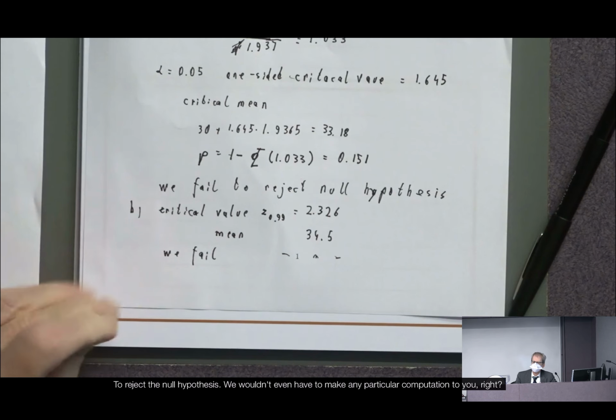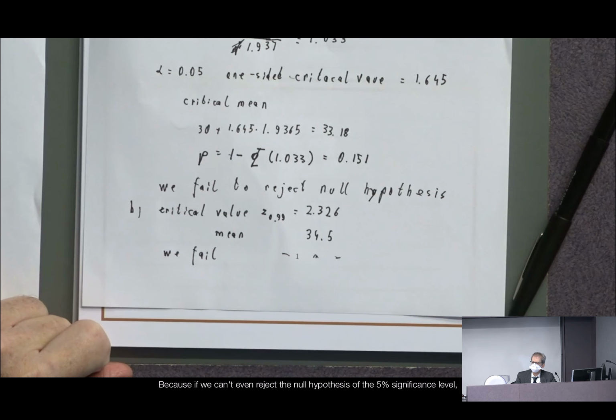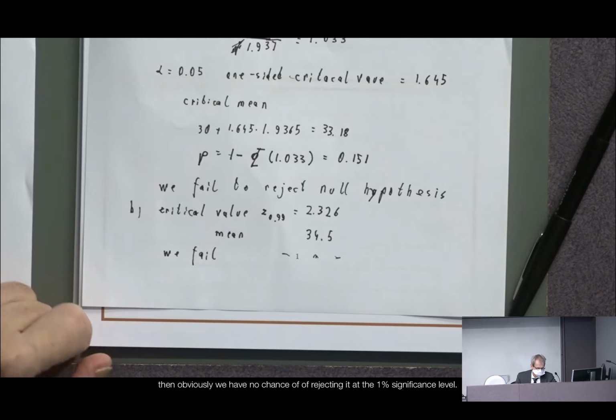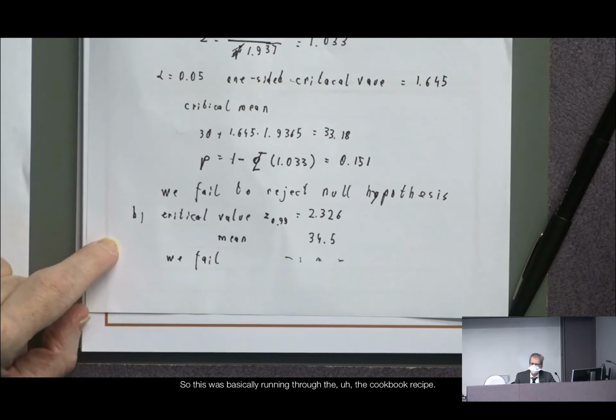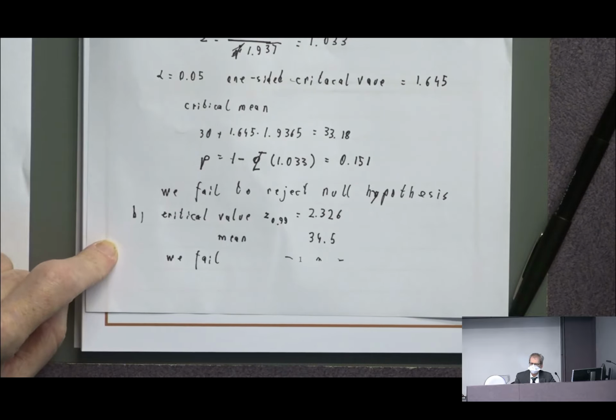We wouldn't even have to make any particular computations here, because if we can't even reject the null hypothesis at a 5% significance level, then obviously we have no chance of rejecting it at the 1% significance level. So this was basically running through the cookbook recipe. Now, who can tell me what is the weak point in this whole argument?